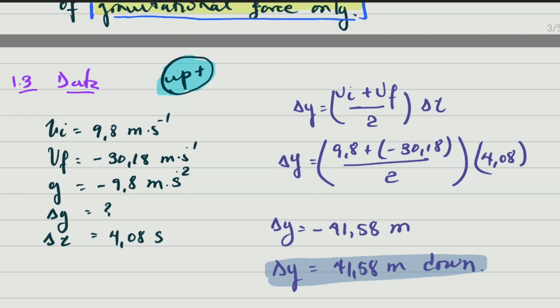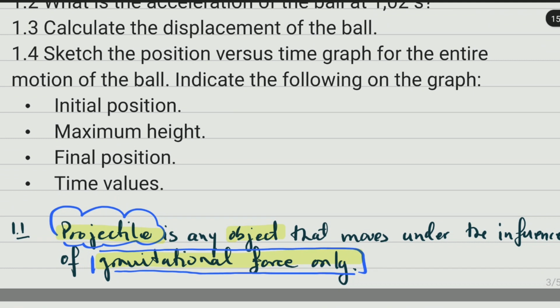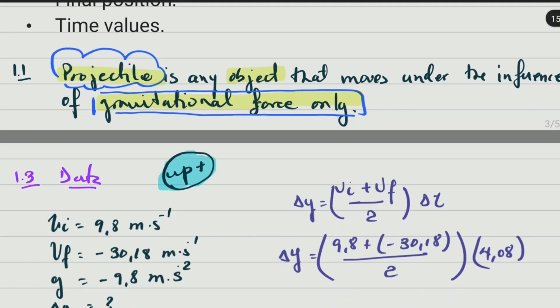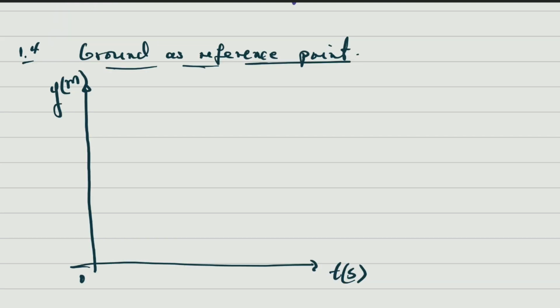Now, to finish, they want you to sketch the position versus time graph for the entire motion and indicate the following in your graph. So let's write the axis and let's take the ground as a reference point. Okay, so this is the axis. Let's first draw the graph roughly without adding any numbers, and then we're going to add the numbers. Remember, there is a video for the graph of position versus time, so please go and watch it.